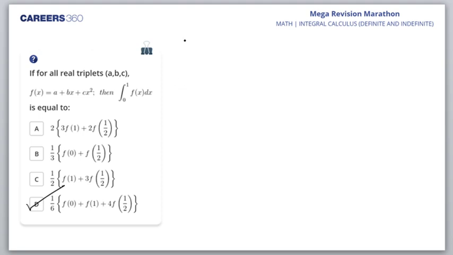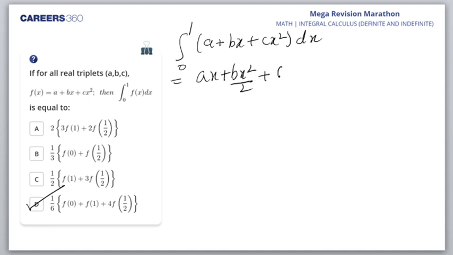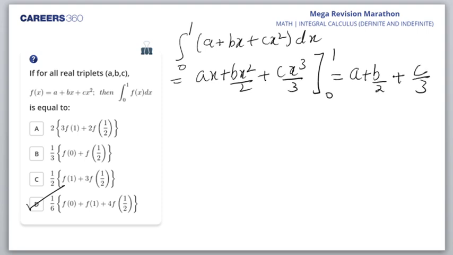First of all, let me use the integral 0 to 1 f(x), which is a plus bx plus cx square, dx. So if I integrate, what do I get? Ax plus bx square by 2 plus cx cube by 3, and you put 0 and 1. So what do you get eventually? You get a plus b by 2 plus c by 3. So somehow by jumbling up f0, f1 and f half, you have to bring this result.